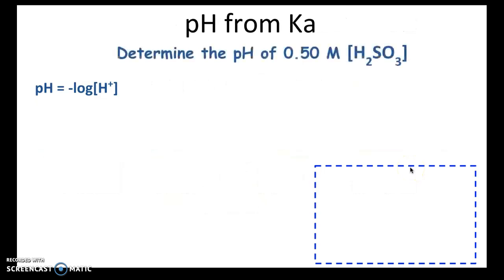Okay, so let's say we have a problem like this where we determine the pH of a 0.5 molar H2SO3 solution. Again, this will help us determine how acidic it is. pH is equal to the negative log of the concentration of H+. So we need to get the concentration of H+.